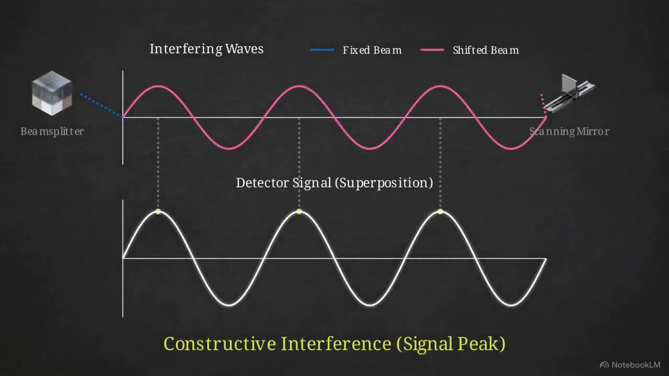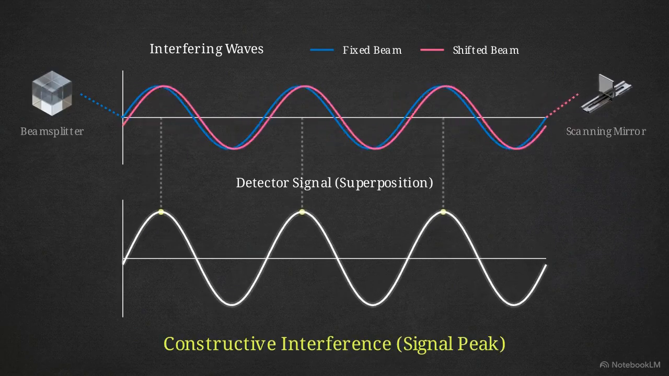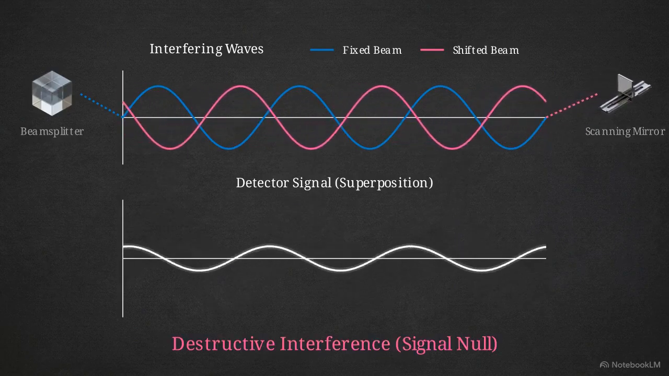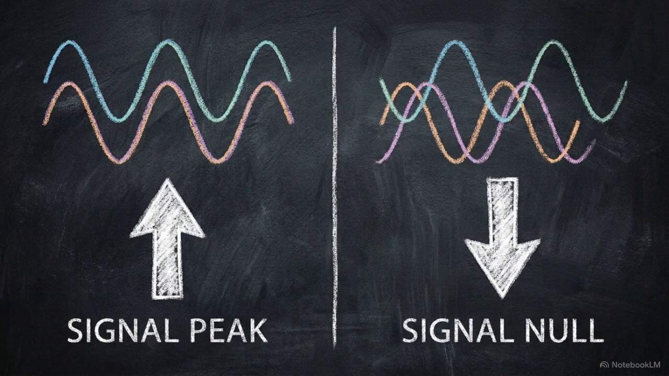When the two phase-shifted beams recombine, the laws of wave superposition take over. Their amplitudes mathematically add or cancel each other out depending on their exact alignment. Peak-to-peak alignment creates constructive interference, amplifying the total energy. Peak-to-trough alignment creates destructive interference, dropping the signal's energy towards zero.